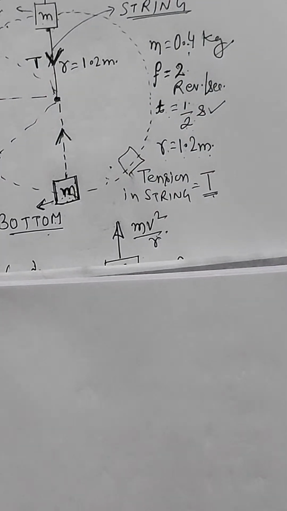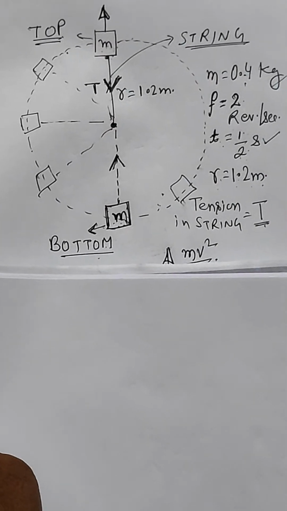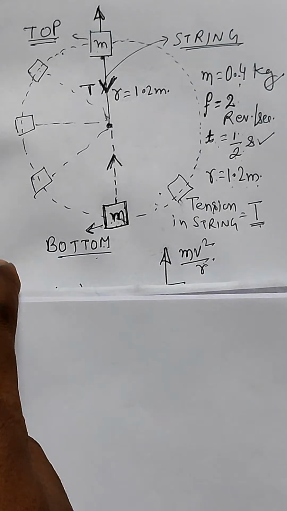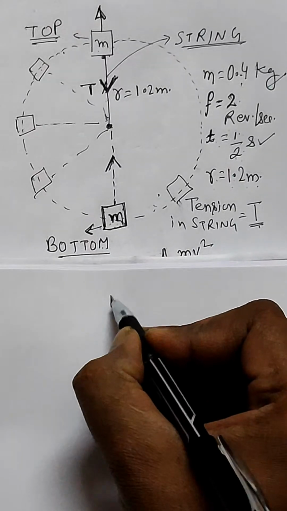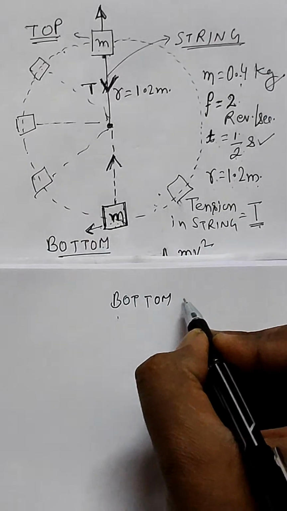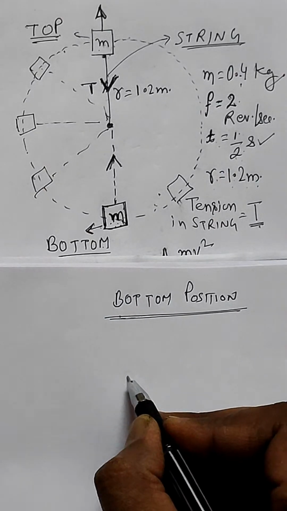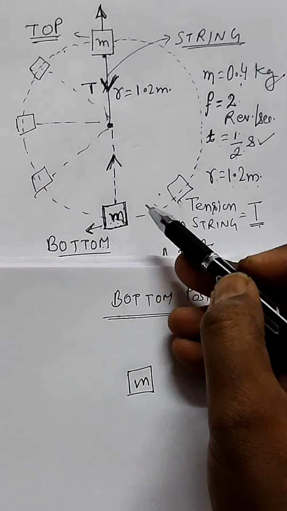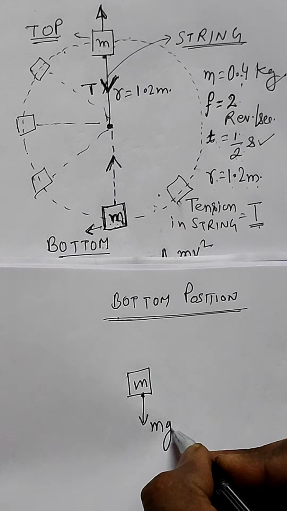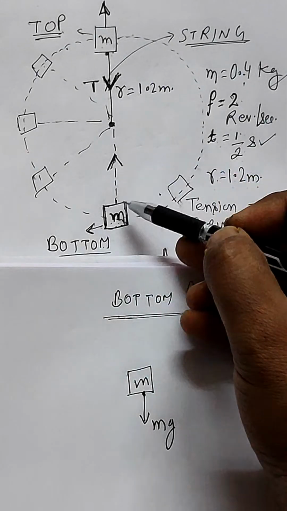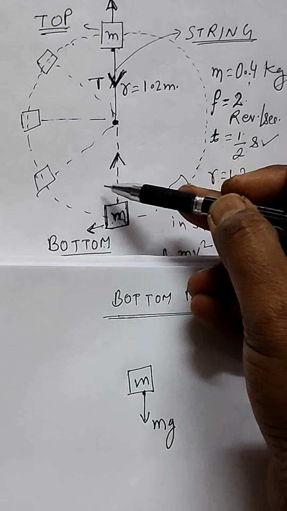The body will be looking like this. At the bottom position of this mass, the body will be M here, and the weight of this body is acting downward, that is mg, and the tension in this string will be acting upward, isn't it?